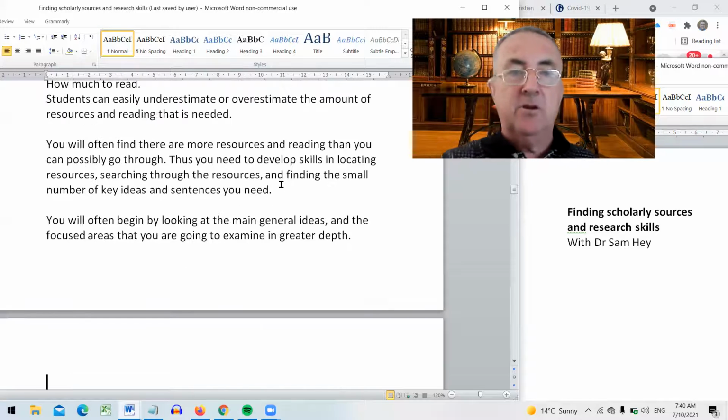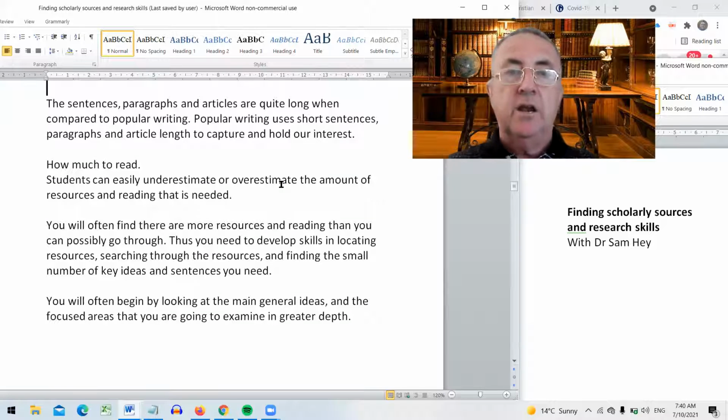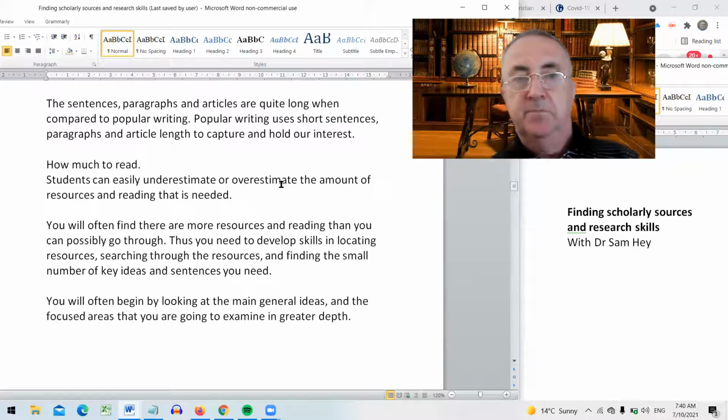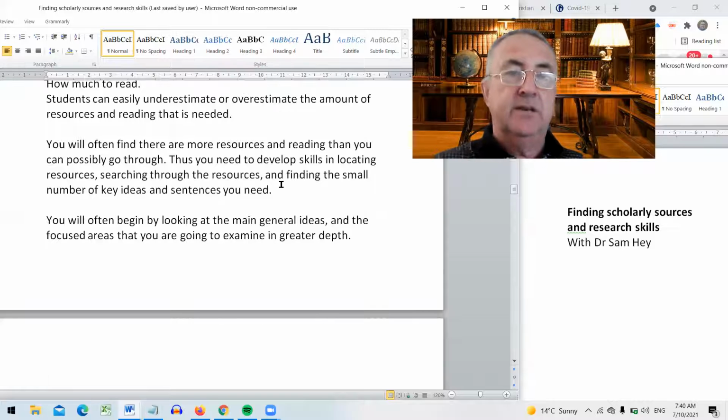And the sentences, paragraphs, and other sections are often quite long when compared to popular writing. So instead of short sentences and short paragraphs in popular writing and a short length of the overall article that captures interest and holds interest in popular writing, they're long because they're expecting that the scholars reading them are able to engage with longer, more complex sentences, paragraphs, and an overall article.